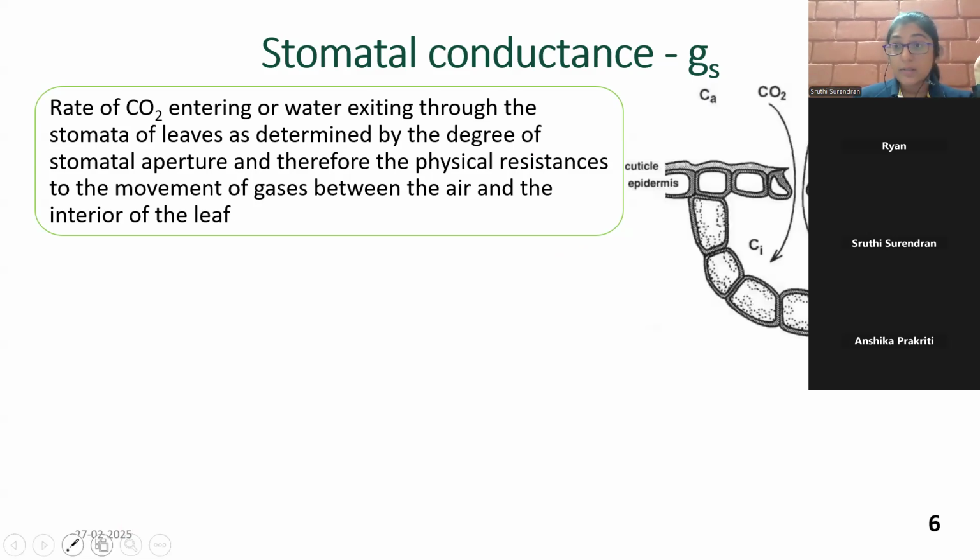So we saw this diagram, a schematic showing the carbon dioxide entering from the atmosphere into the leaf through the stomata, and water exiting the leaf again through the stomata.